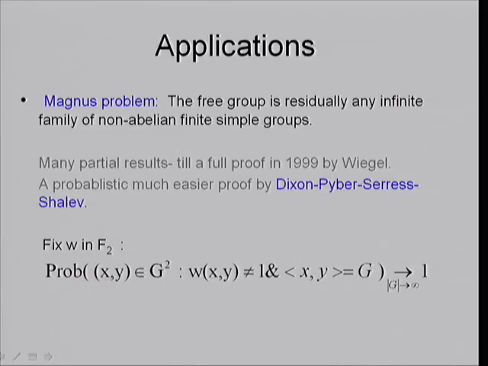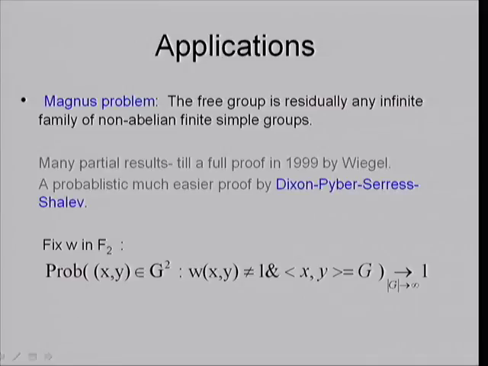Here is an old conjecture of Magnus, which was not solved by that, but somehow using these methods completely revolutionized the attitude toward this problem. Magnus conjectured long ago that the free group is residually any infinite family of non-abelian finite simple groups. What does it say in simple words, though? It really says that I'll give you any family, and he conjectured it much before the classification was completed. You basically want to say that it's impossible that all finite simple groups will satisfy the same law, the same word. Or let's say it in a positive way.